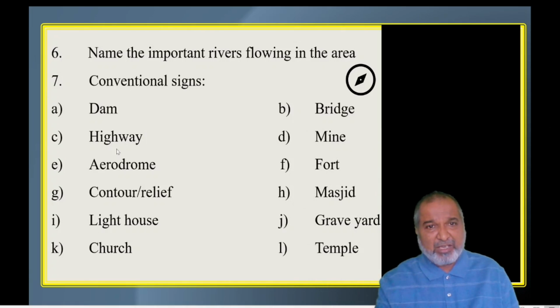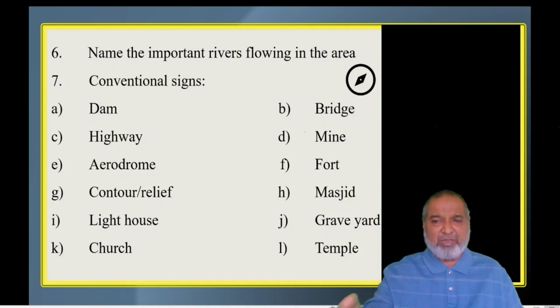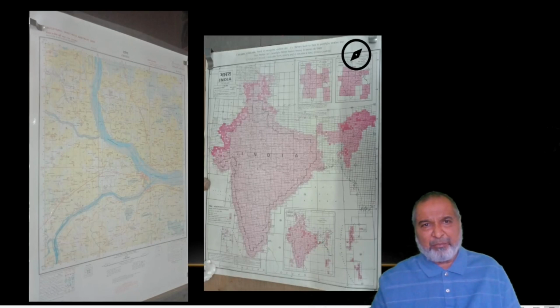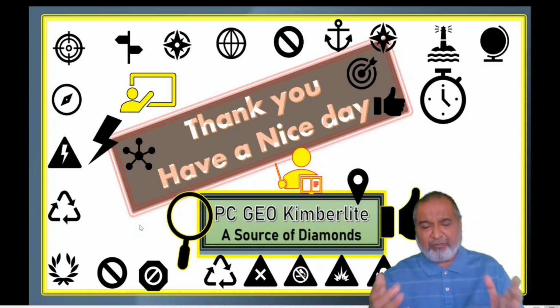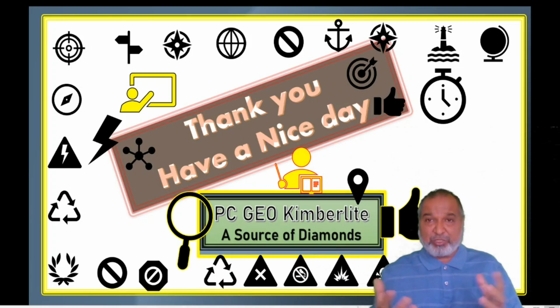Conventions: dam, highways, aerodrome, contour or relief, lighthouse, church, bridge, mine, fort, masjid, graveyard, temple, like this. These are simple examples we are giving you, and this is the topo sheet we are giving you for the exercise. Everything will be mentioned here. This is the way we have completed how to read the topo sheet. If you go through this one or two times and actually do this practical, you definitely get a feel that you can easily read the maps.